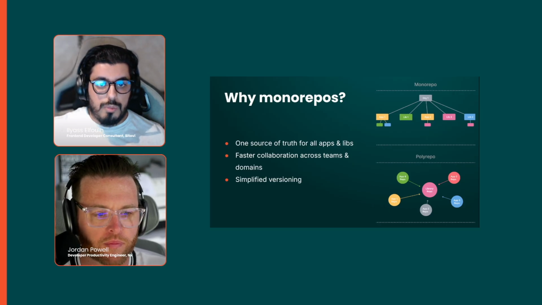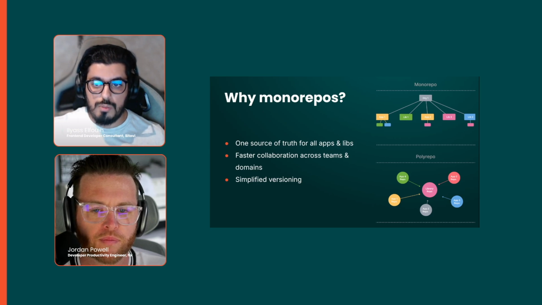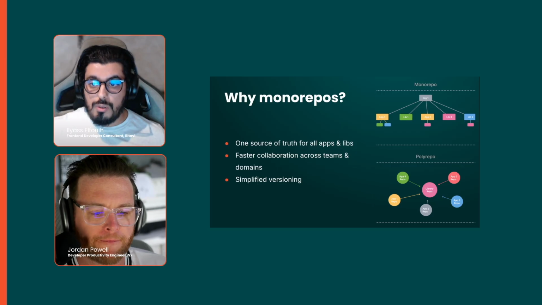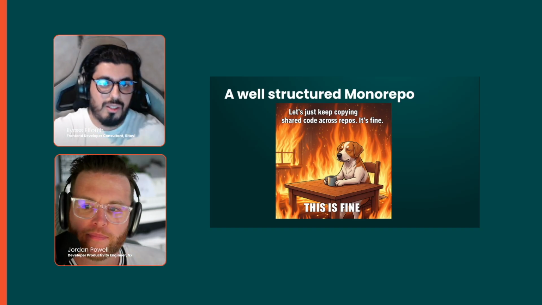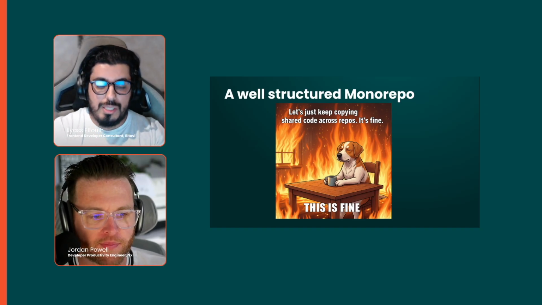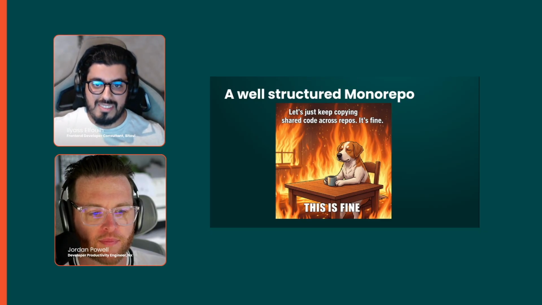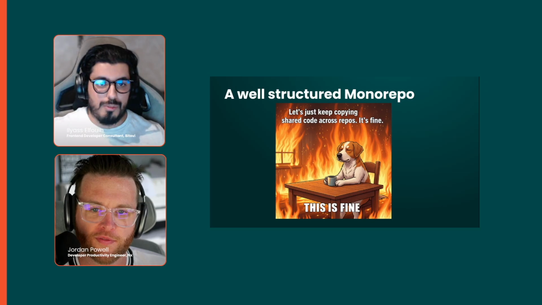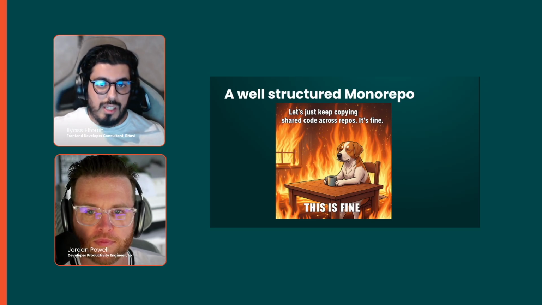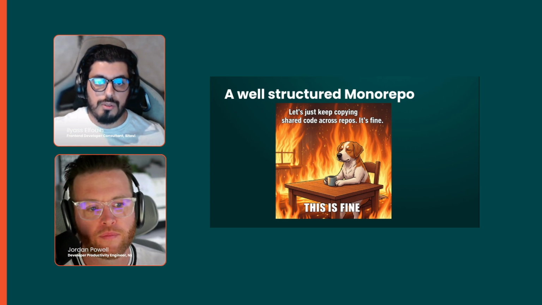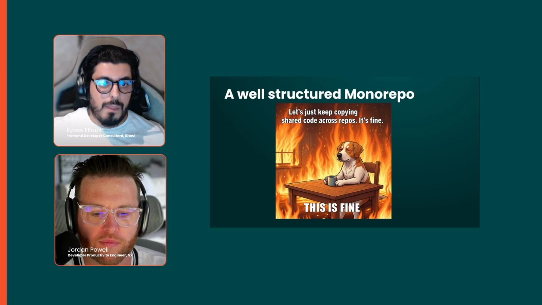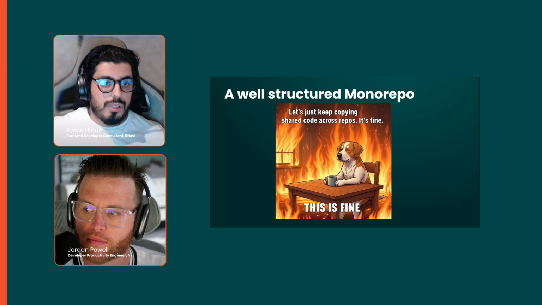Now, if we look at the polyrepo model below, every app and library lives in its own repo. That means more overhead synchronizing versions between applications and libraries, and also handling package publishing. We have all been that dog, I think, calmly sipping our coffee while everything burns inside, saying just keep copy pasting, it will be fine. A monorepo without structure feels exactly like the picture we saw here: duplication, tangled dependencies, no clear ownership, and a huge pipeline time. But it doesn't have to be like that. If we go to the next slide.